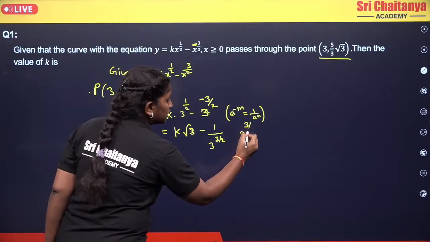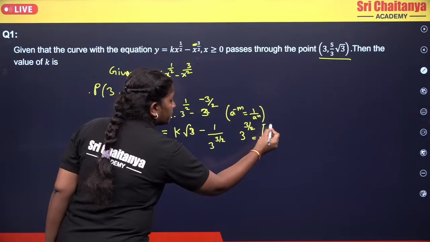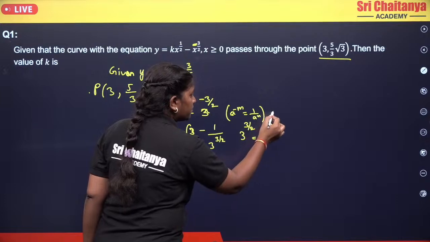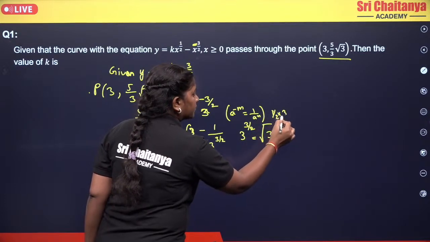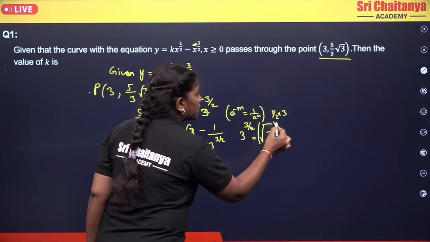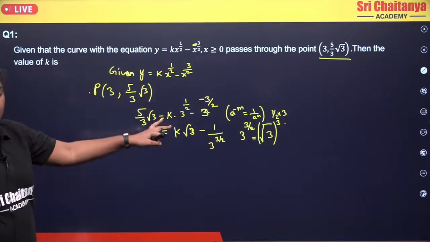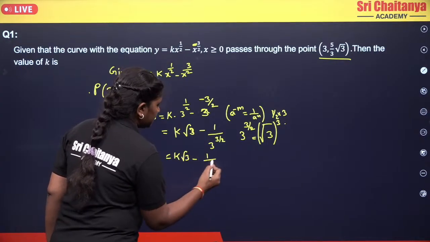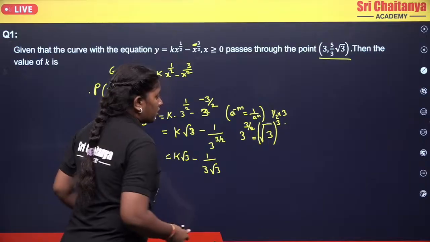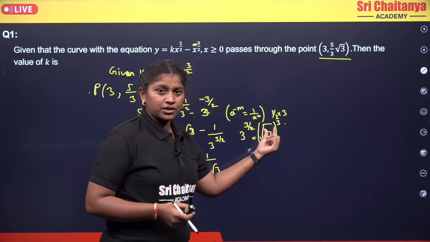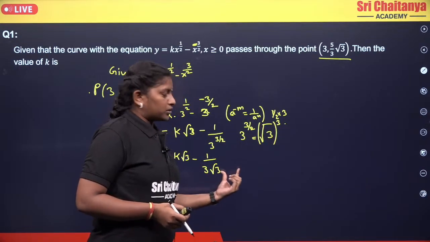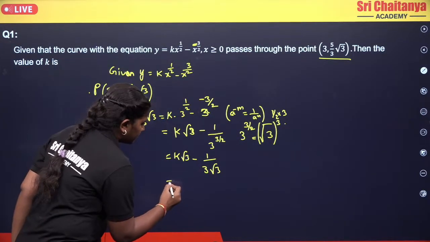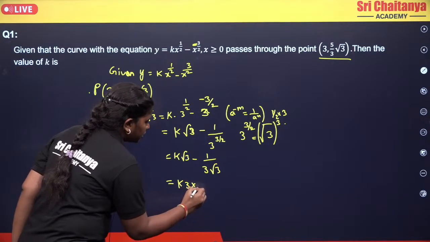If you look at here, 3 to the power 3 by 2 can be written as the square root of 3 cubed, since 3 by 2 can be written as 1 by 2 into 3. Clear? So this is how we will get it. Now it will become k root 3 minus 1 by 3 root 3. Why? Because the square root and the cube, if you observe clearly, can be written as 3 root 3. The square and root will get cancelled and you will be having 3. So here it will become k into 3 into root 3 into root 3.